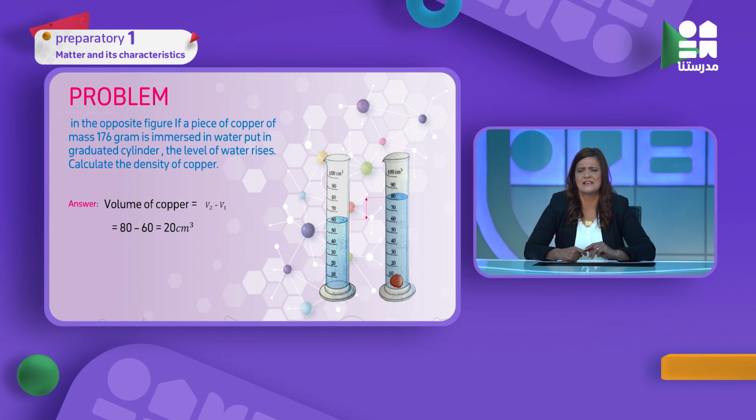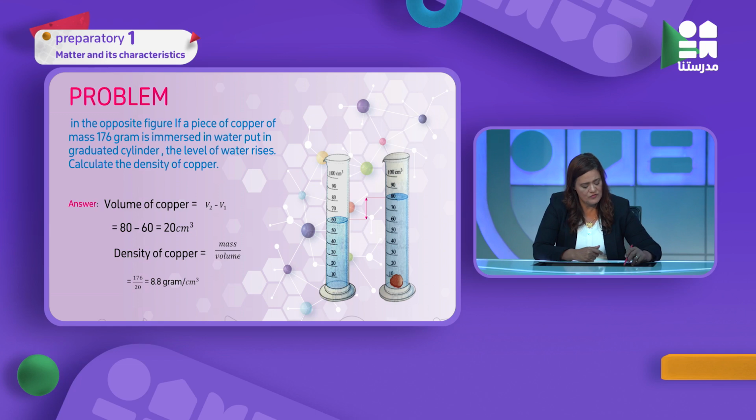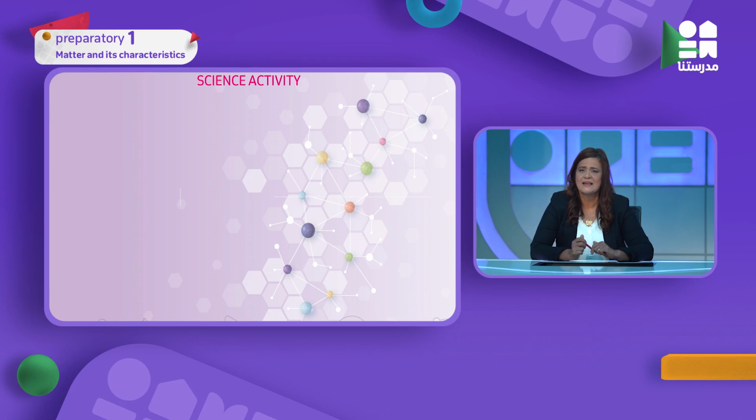ايه الرول اللي احنا اتفقنا عليه؟ الرول بيقول ان الدنستي اي density بقى equal ايه؟ mass over volume. So I will divide. Here I have the volume 20 and I have the mass 176. So I will divide 176 over 20, which is equal 8.8 gram per cubic centimeter. طيب يعني ايه كلمة per؟ فاكرين احنا قلنا ايه في اول اللسن؟ per means divide.